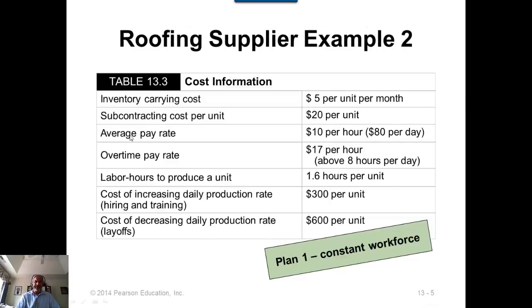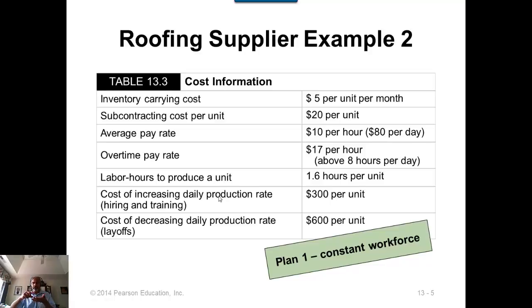Now, given these costs: inventory carrying cost is $5 per unit per month, then subcontracting cost, average pay rate, this wage, $10 an hour, so $80 a day, and the overtime rate above 8 hours. Now, labor hours to produce a unit is given as 1.6 hours per unit. This is a very important number that you have to understand. Labor hours is also called standard hours. This refers to how many units of labor are needed to produce 1 unit of the product. Okay, that's very important.